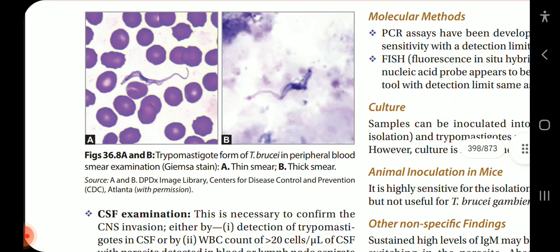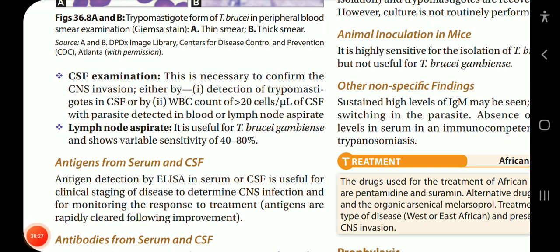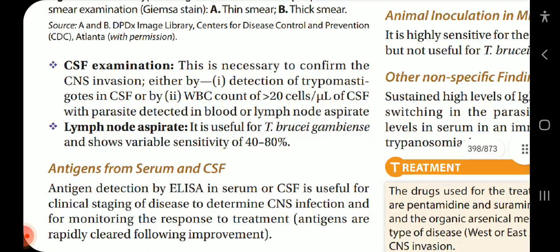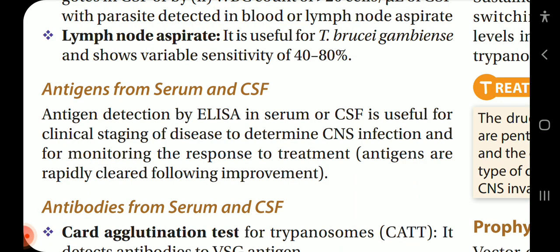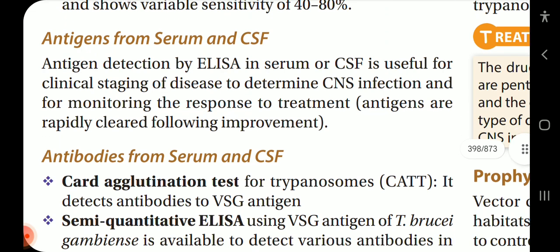In this figure, we can see the trypomastigote form of Trypanosoma brucei in peripheral blood smear examination with Giemsa stain. A shows thin smear, while B shows thick smear. Now, CSF examination is necessary to confirm the CNS invasion, either by detection of trypomastigotes in CSF or by WBC count more than 20 cells per microliter of CSF with parasite detected in blood or lymph node aspirate. Lymph node aspirate is useful for Trypanosoma brucei gambiense and shows variable sensitivity of 40 to 80%.